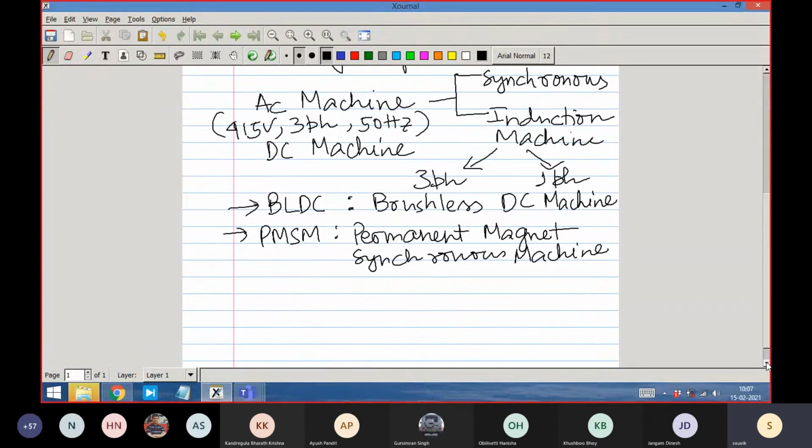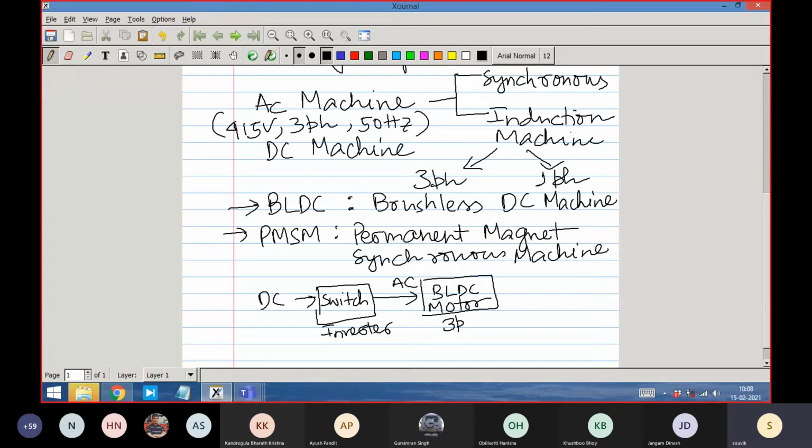Okay, so brushless DC machine, as I was saying, its supply is DC, but electronically you convert it into AC with electronic switches. This switch combination is called inverter. And then from that AC you supply the BLDC motor. It is actually a three-phase motor. So naming it as DC sometimes confuses, because eventually it takes supply in the form of AC, which may not be 50 hertz sinusoidal AC.